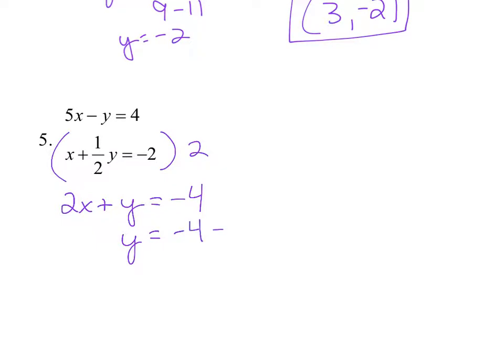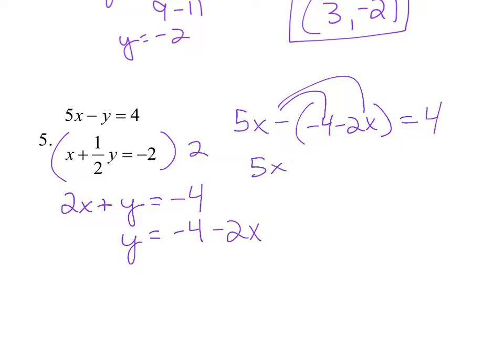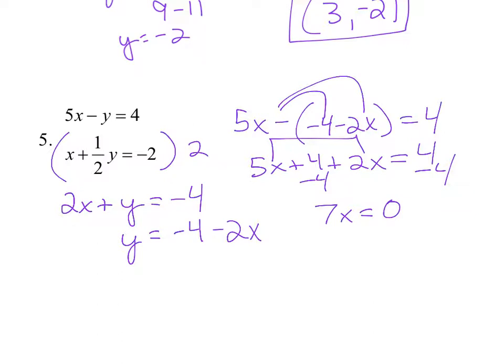y equals negative 4 minus 2x. Plug it in: 5x minus (negative 4 minus 2x) equals 4. Well, when I distribute the minus in, I get 5x plus 4 plus 2x equals 4. I'm going to move the 4 and combine the x's. So I have 7x equals 0. Well, in this case, x must be 0. If I plug that in here, I get y is negative 4 because the negative 2x goes away. So my answer would be (0, negative 4).